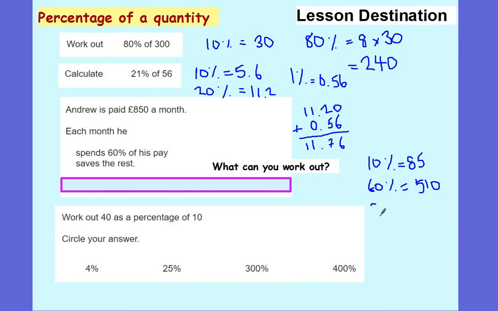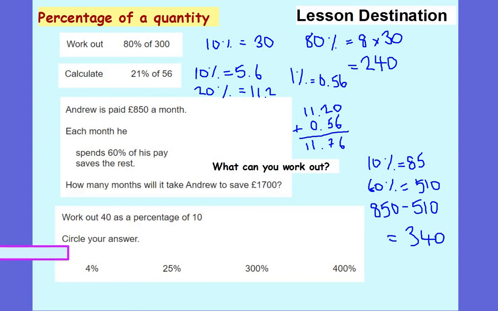He saves the rest, so that's 850 take away 510, which gives me a what, Logan? 340, lovely. So that's how much he saves. I didn't give you the question. The question was, how many months will it take him to save 1,700? So I need to know how many months it will take if he saves 340 a month to get to 1,700. That will be 5 months, because 340 times by 5 would give me 1,700.